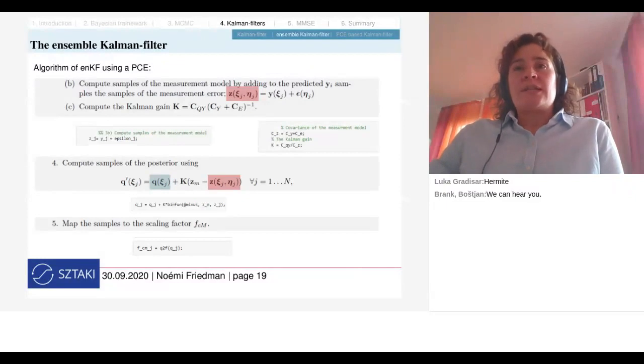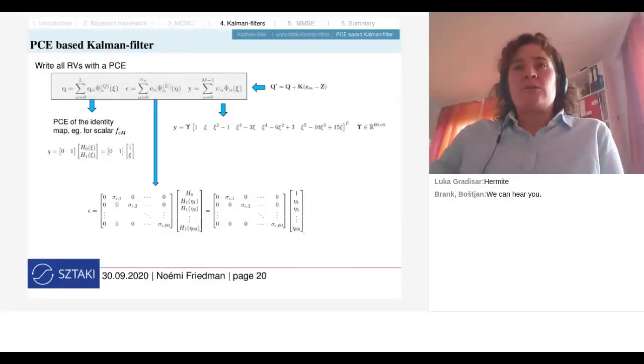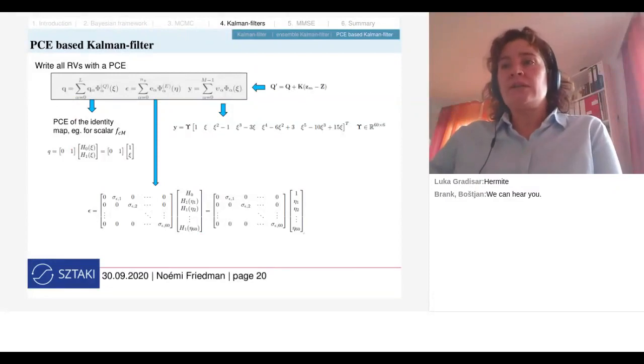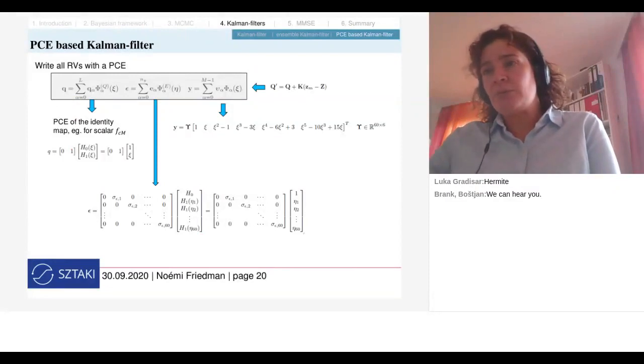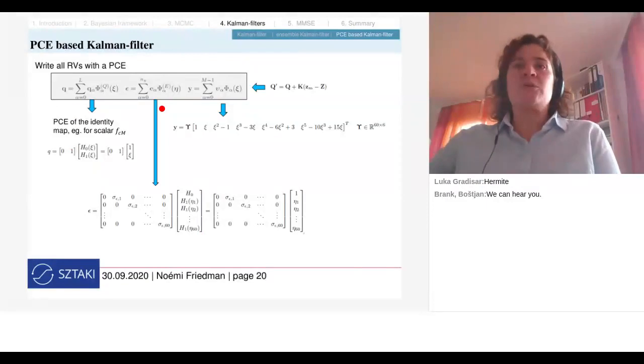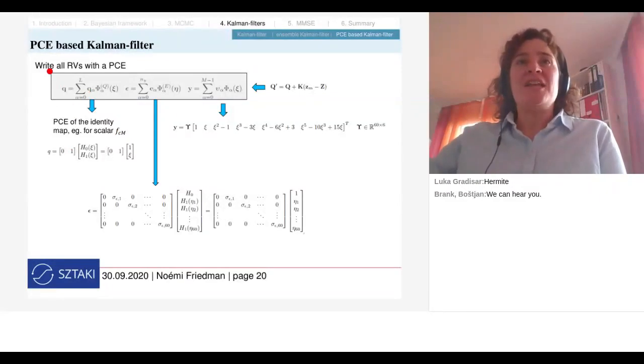But what's more interesting, and I'm going to skip this now, how I do this with the samples, is the PC-based Kalman filter. So what I can do here, and I check the time, and probably I have 1 minute, so if it's okay with you, I will go for another 5 or 10 minutes. I try to really finish fast.